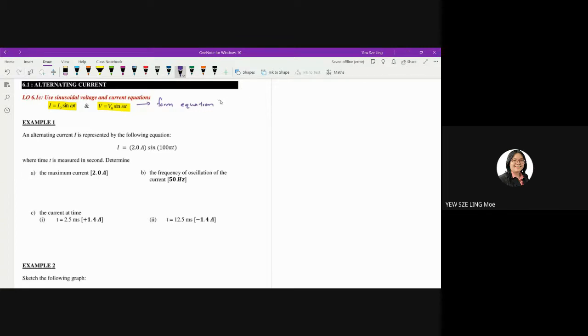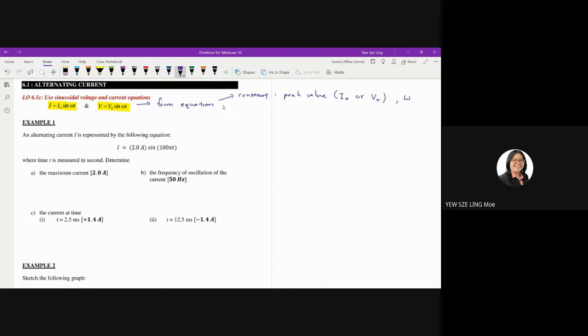The constant variables in this equation are the maximum value, which is the peak value, and also the omega. Now, the peak value in our equations, in the I equation, is I naught, or in the V equation is V naught. Meaning that it is the maximum value throughout the process. And then another constant is the omega.